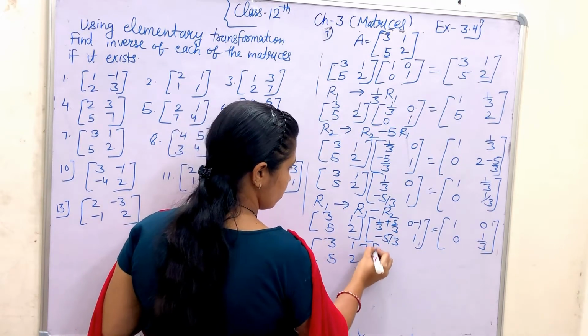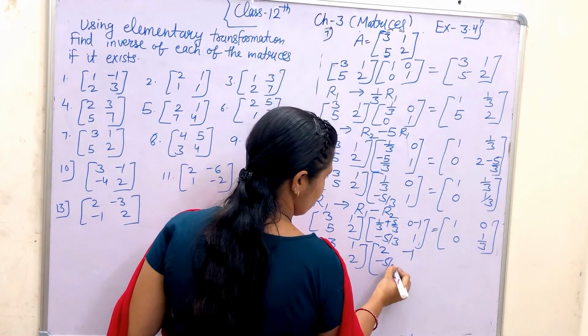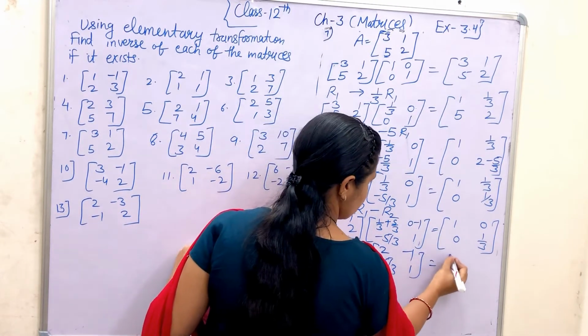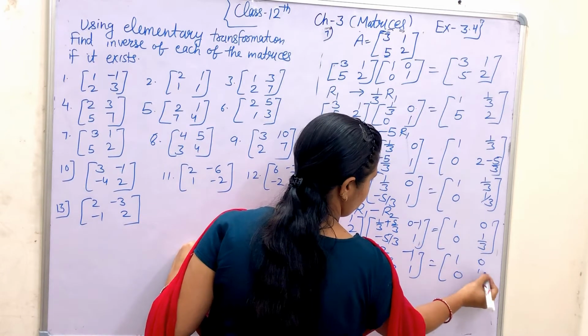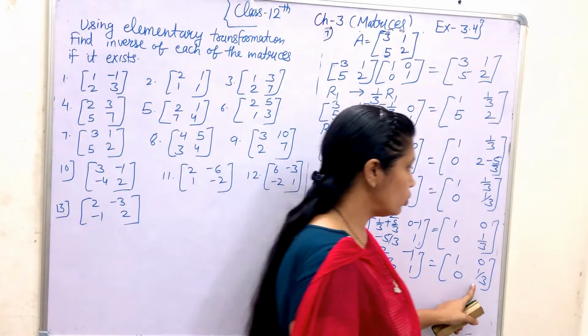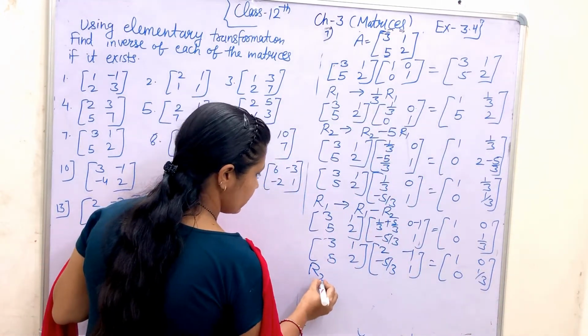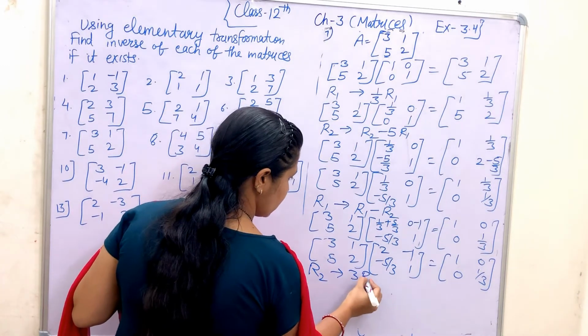1, 2, 6 by 3, that is 2, minus 1, minus 5 by 3 and 1. Here is 1, 0, 0, 1 by 3. We know that in the identity matrix, the A22 element is 1. So we multiply our R2 by 3, 3 R2.